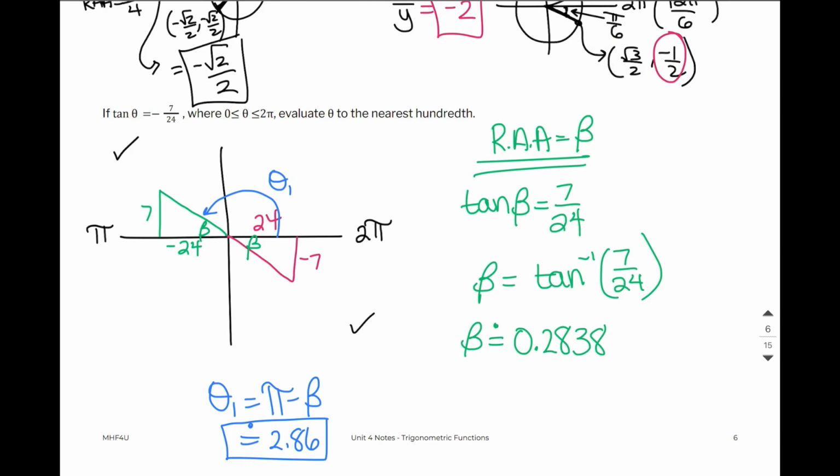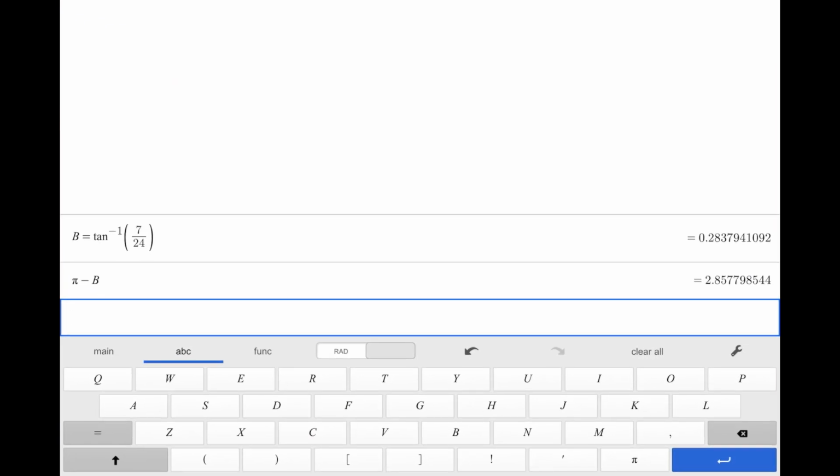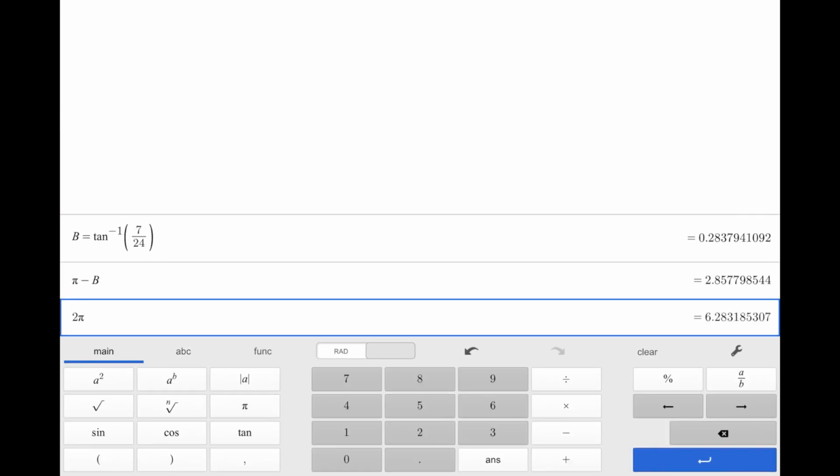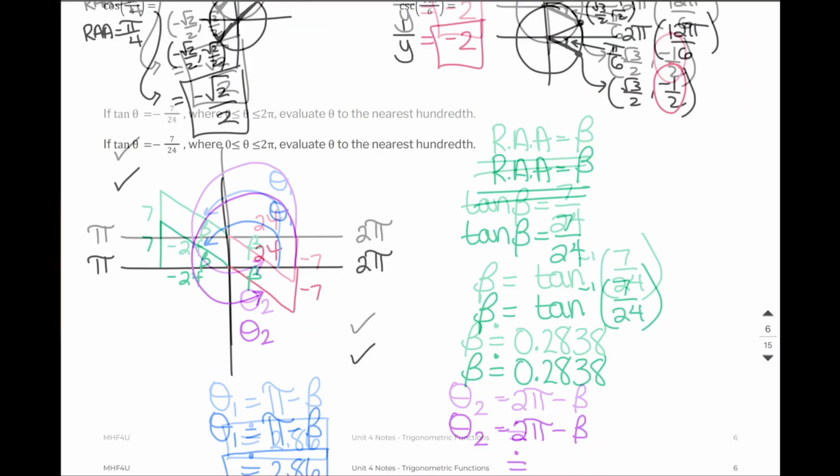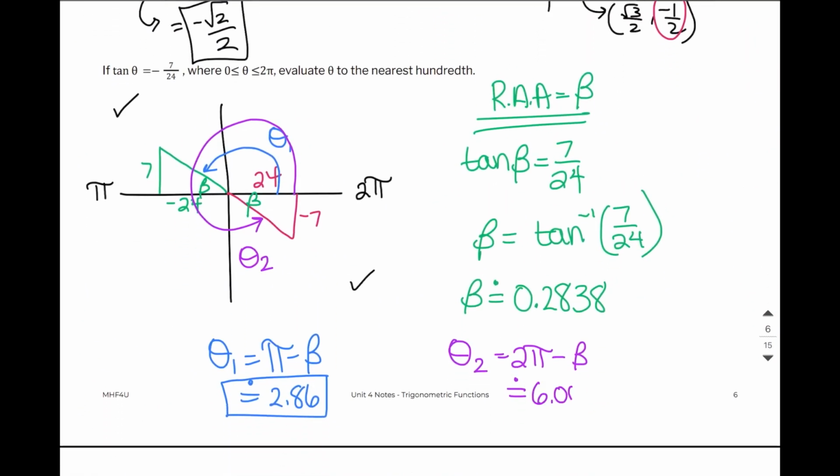But then there's also another theta that is in quadrant 4, and that's all the way around here. So I'm going to call this theta 2. And to find theta 2, that is beta shy of 2 pi. So to find theta 2, I would do 2 pi minus beta, which is approximately 5.939, rounded to the nearest hundredth. This would be 5.94. And these are my two answers. And that's it for this video. Let me know if you have any questions.